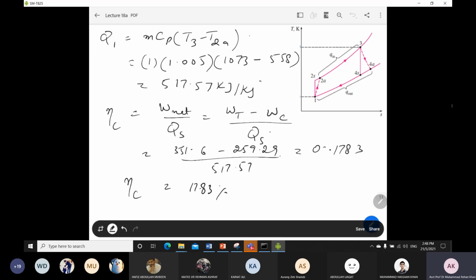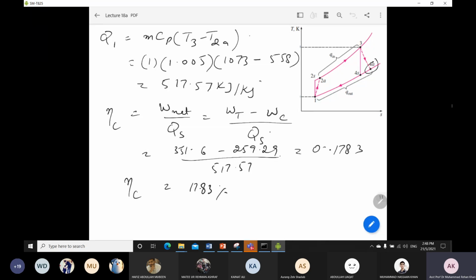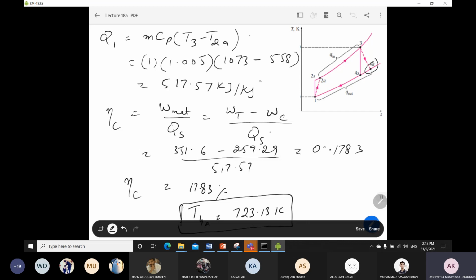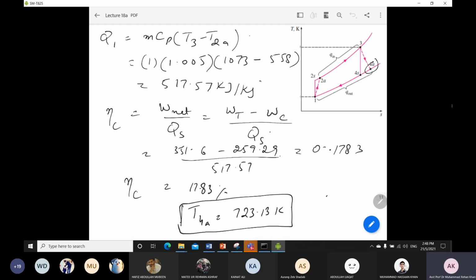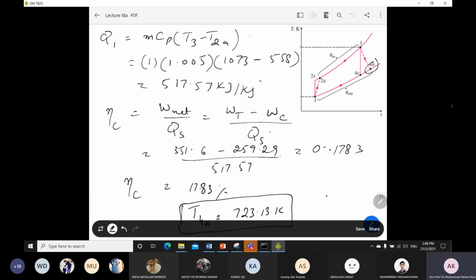Another thing desired from your problem statement is to find the turbine exhaust temperature. This is the same temperature we are talking about as T4A, and we already found T4A in the previous step, which is equal to 723.13 Kelvin. So this is also known to us from the previous part. Now this is the solution of the question dealing with the actual Brayton cycle. If you have any question, you can ask me, or you have to note down the solution, then we will move towards the next slide.